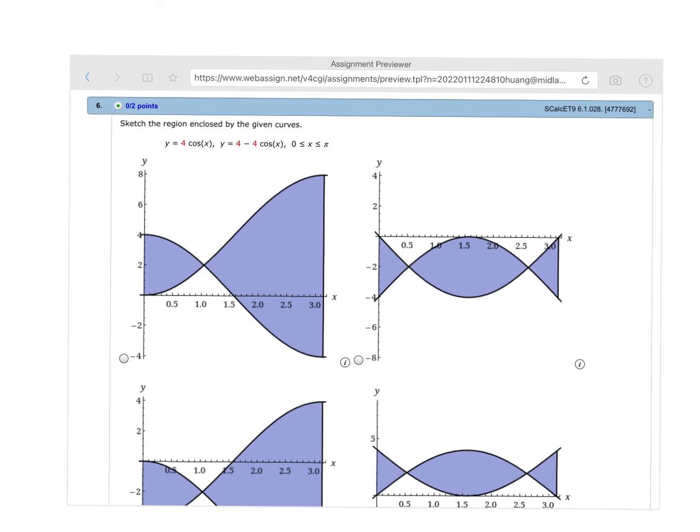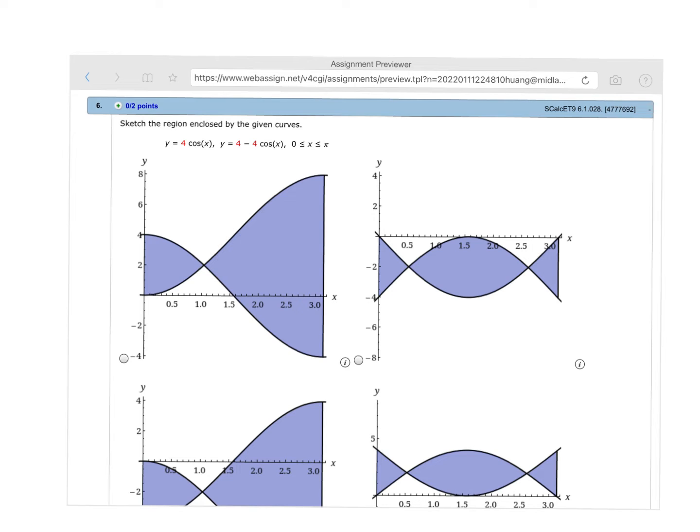Hey guys, let's take a look at this problem. You are given two functions, they're related to cosine and then an interval. The first part is to graph and identify the region enclosed by these two functions.